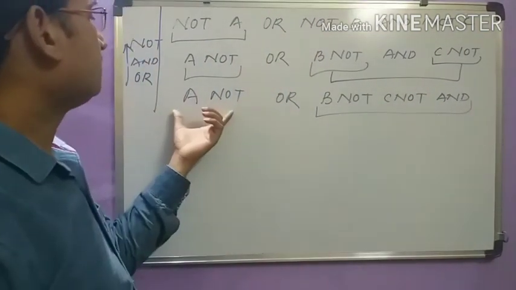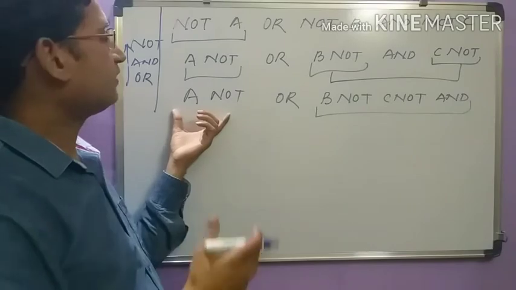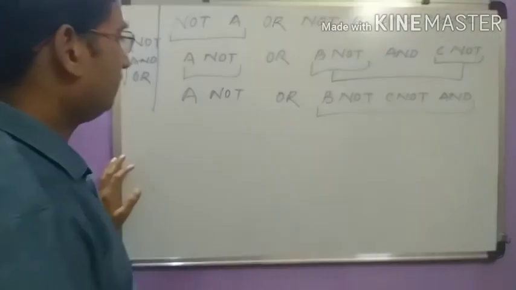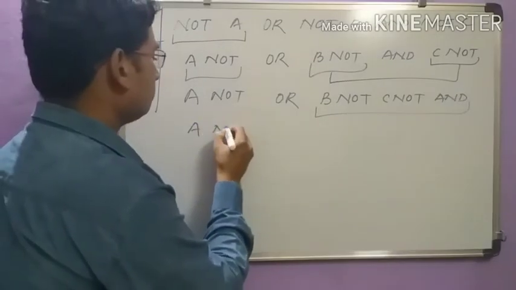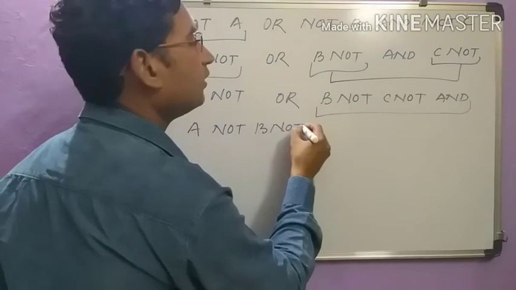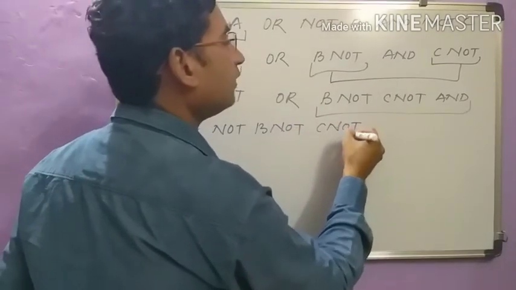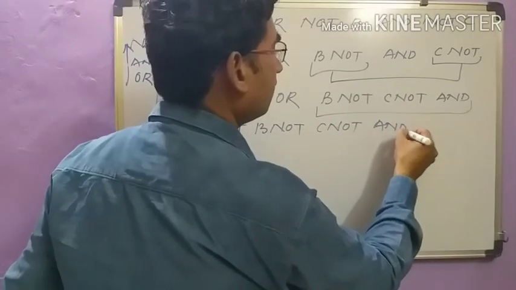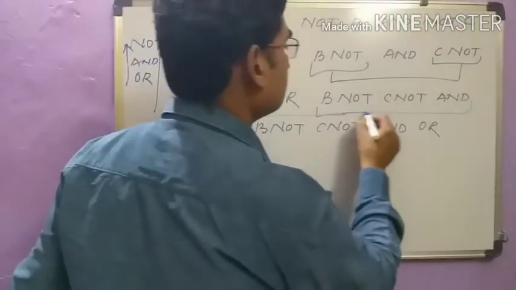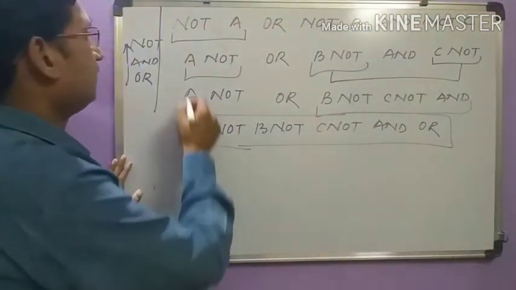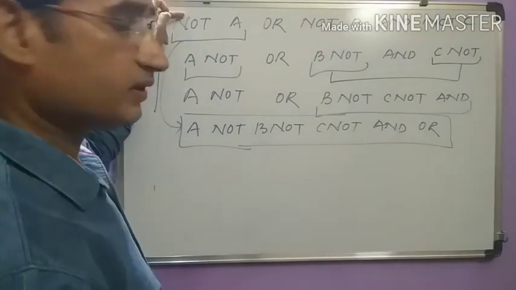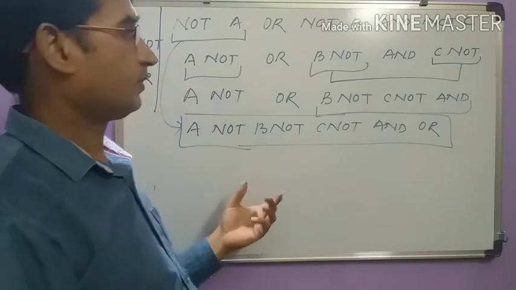Now in this step, the expression is A not or this term. There is one operator here, so to convert it into postfix, you have to write A not, B not, C not, and or. Now you can see here, this is the postfix conversion of this expression which is in infix. Thank you.